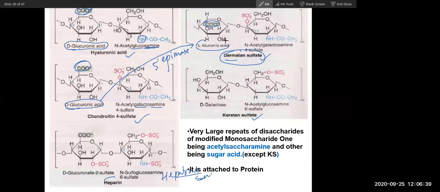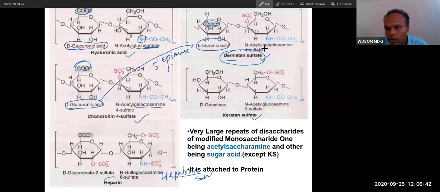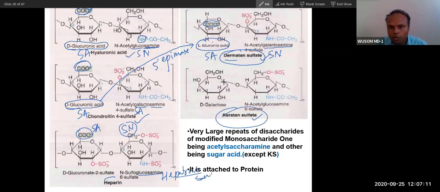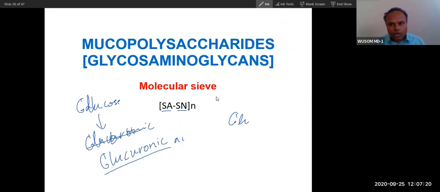So iduronic acid is also a sugar acid, and you can see galactosamine. So it is sugar amine, sugar acid, sugar amine, sugar acid, sugar amine. Here also sugar acid, sugar amine. Now for heparin also sugar acid, and then this is also glucosamine, a sugar amine. So you can see the repeat of sugar acid, sugar amine, except here, where you don't see sugar acid. Don't remember that for now. Just remember these heteropolysaccharides are repeats of sugar acid and sugar amine.